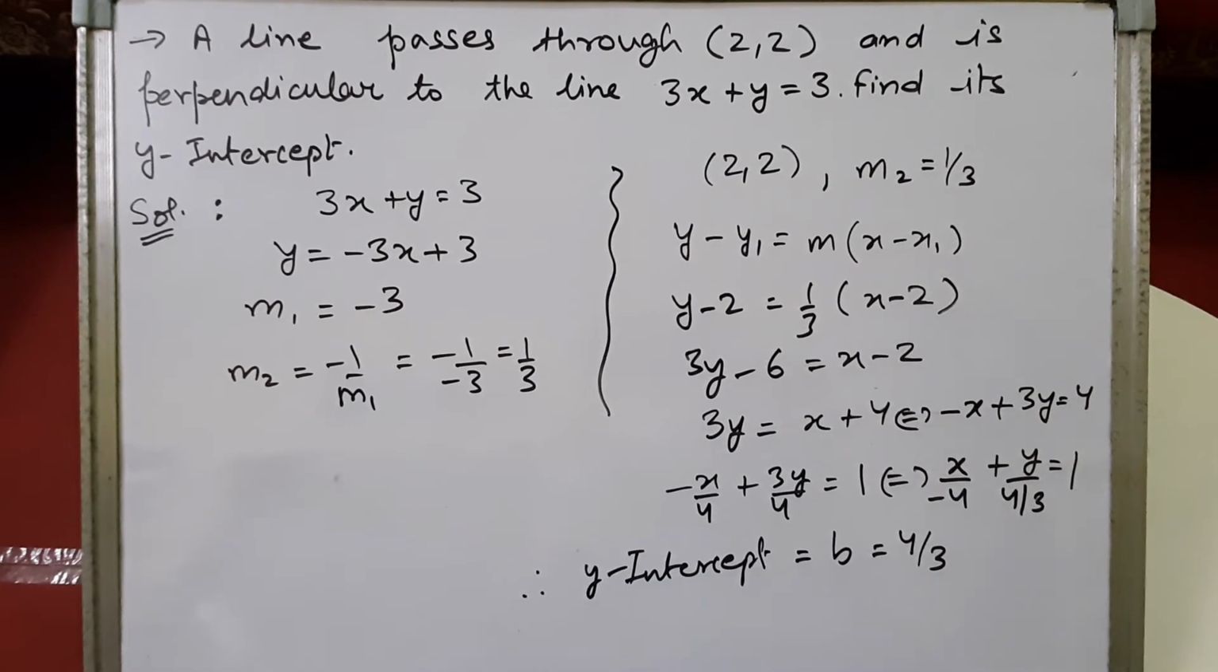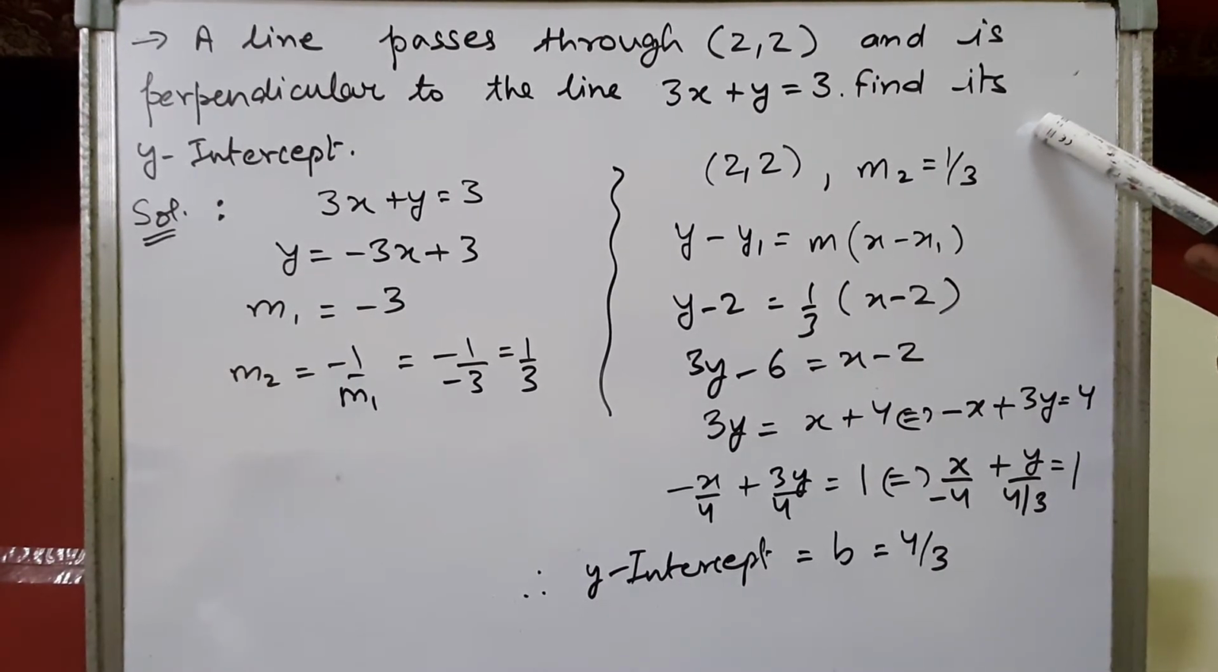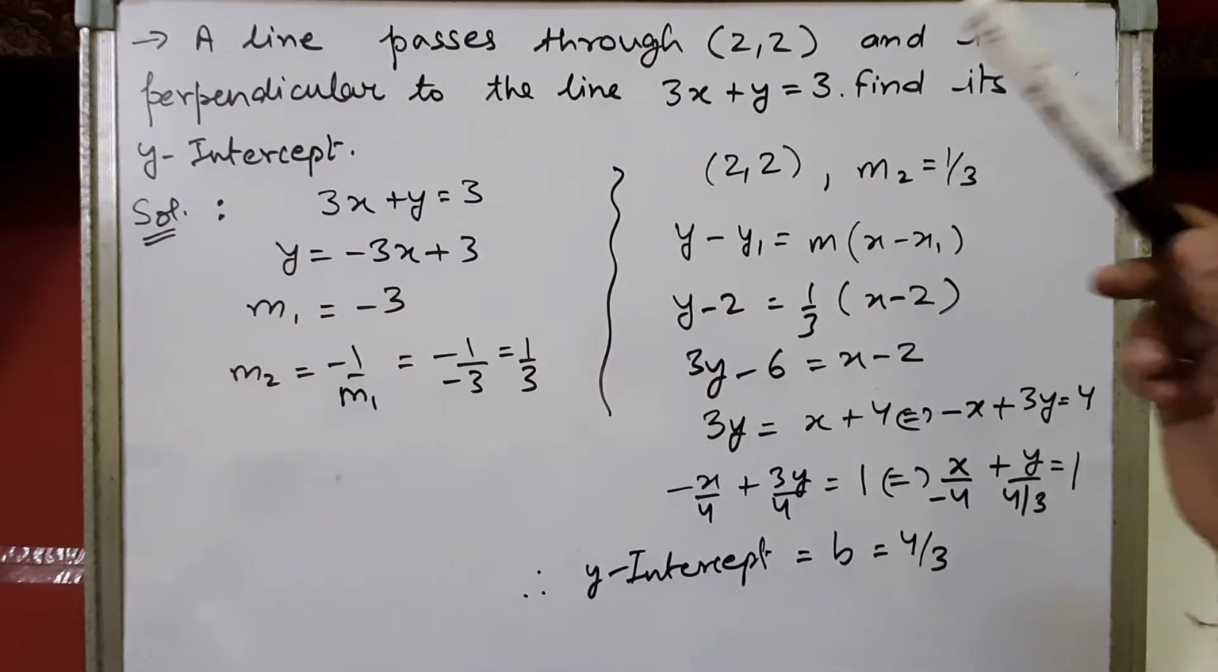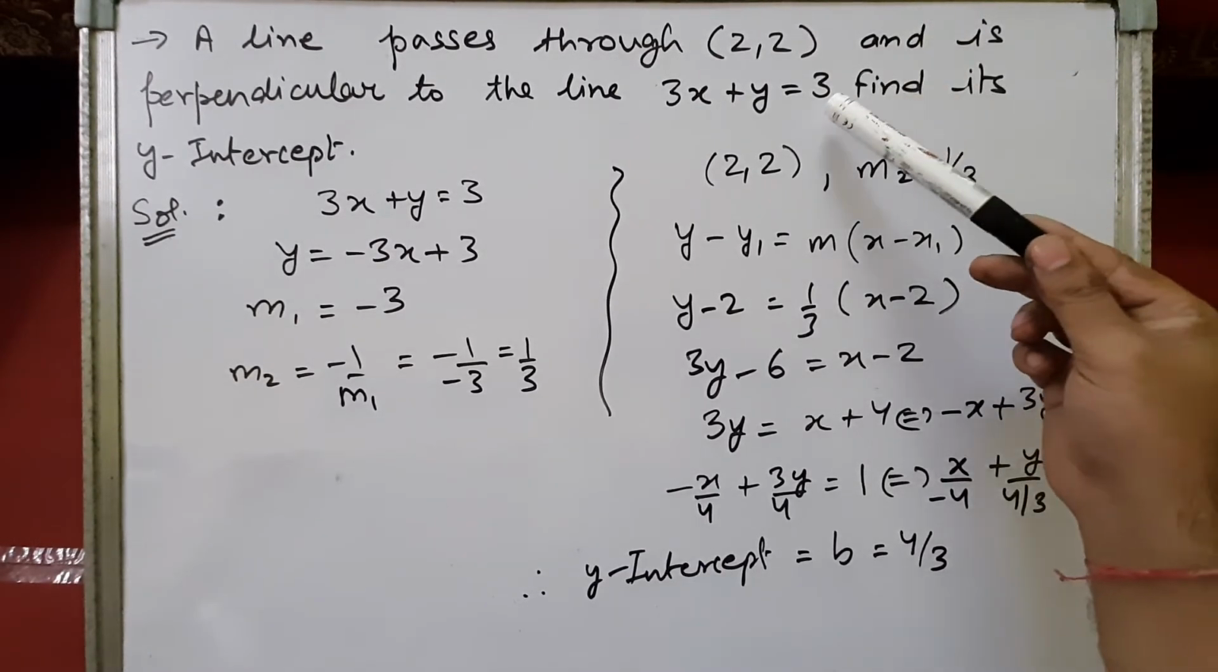Let's see another sum, children. Now here it is given that the line passes through (2, 2) and is perpendicular to the line 3x plus y equals 3. Find its y-intercept. For finding the y-intercept, we need to form the equation of the line in intercept form. So let's calculate the equation of the line first. These two lines are perpendicular, the required line and the given line.